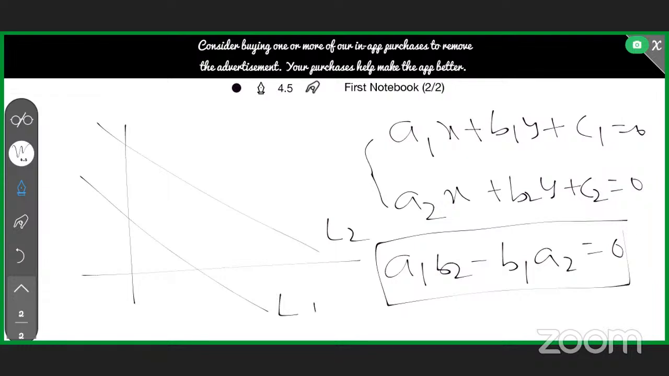So when they give two lines to check whether the lines are parallel or perpendicular or anything, sometimes they give two equations and options: both lines are parallel, both are perpendicular, both are intersecting at some point. How to find out whether they are parallel or not? If both lines are parallel, it has to satisfy this condition: A1 B2 minus B1 A2 is equal to 0.